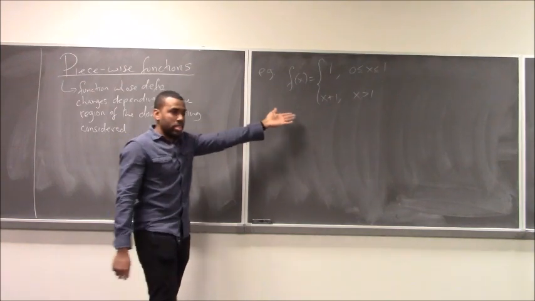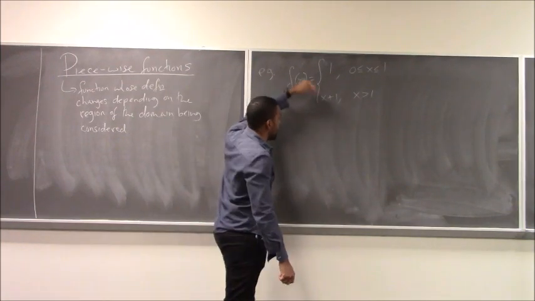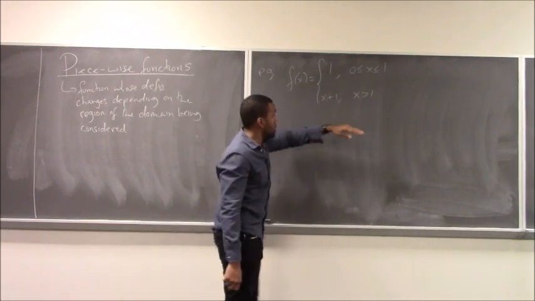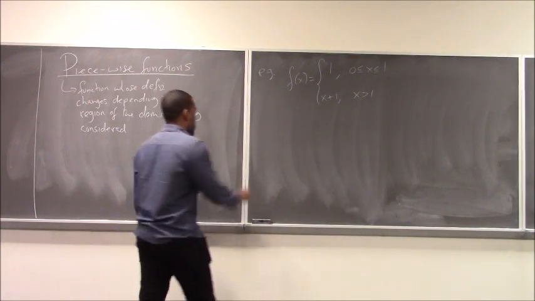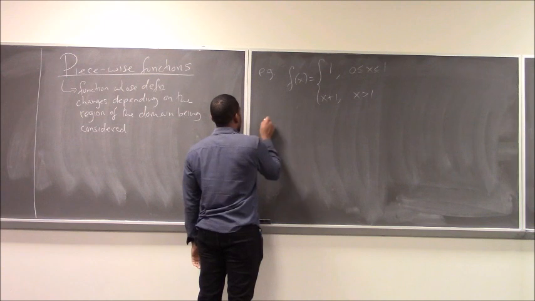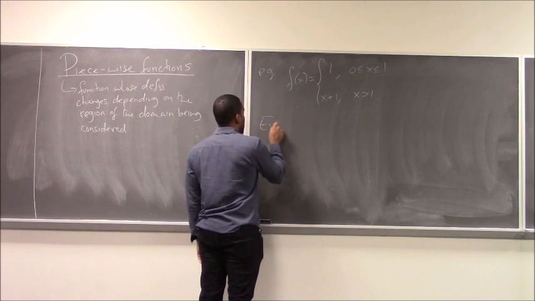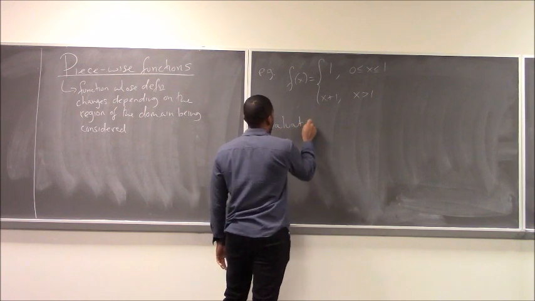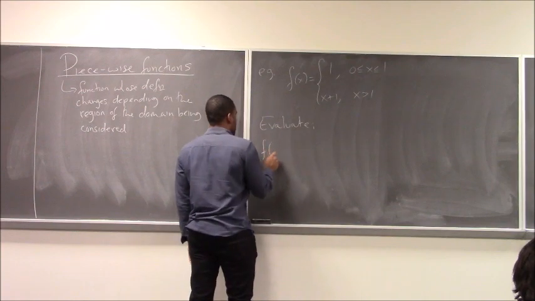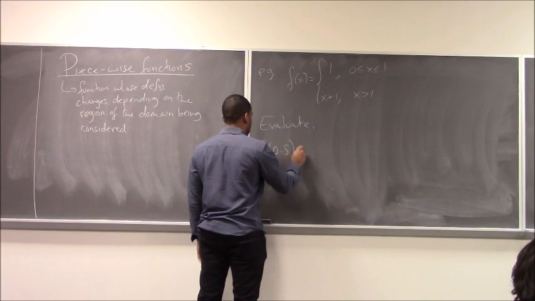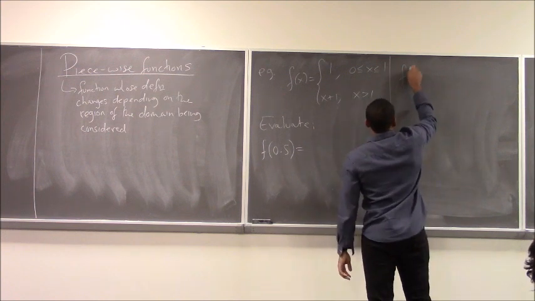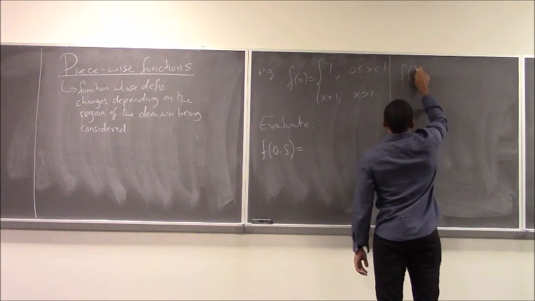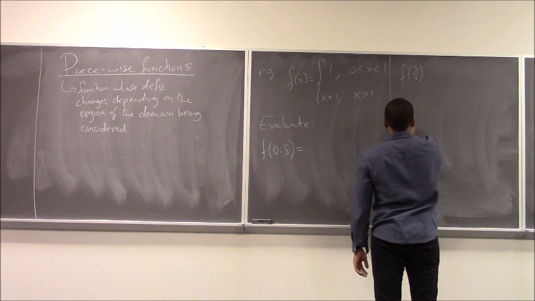This is typical notation. This is always what it's going to look like, a squiggly bracket. And you'll have a list of definitions and where they work. Let's make sure we remember how to read this. So let's evaluate some numbers here. Tell me what is f of 0.5. What's f of 0.4?